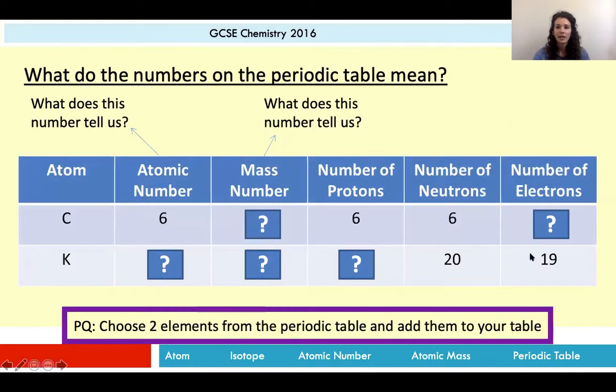Okay, so what I've got here for you is a bit of revision about what the terms atomic number and atomic mass mean. If you think you can do this already, then pause the video, have a go at sketching out this table and writing in the missing numbers. Okay, so pause now. If not, I'll go through a bit of an explanation with you.